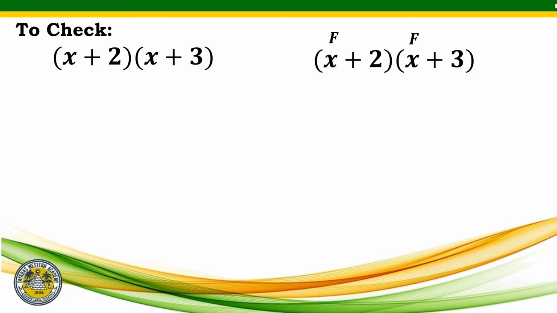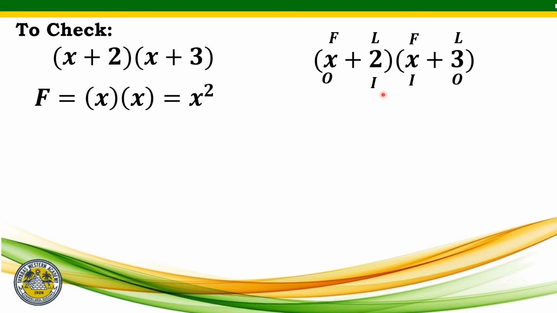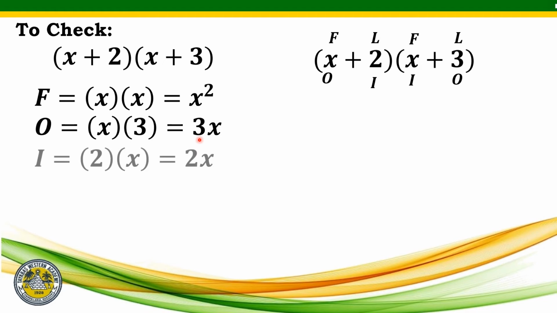So, ang first natin, yung nasa unahan ng dalawang term. Ang outer natin, yung parehas na nasa labas. Ang inner, yung dalawang nasa loob, nasa gitna. And then, ang last ay yung parehas na nasa dulo ng dalawang term. So, pag multiply lang natin yung parehas na first, x times x is x squared. Ang outer natin is x times 3, is equal to 3x. Ang inner is 2 times x, 2x. And ang last term natin is 2 times 3, positive 6.